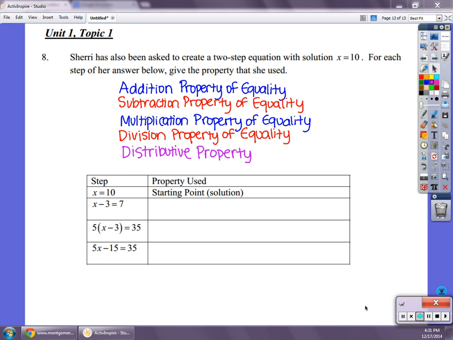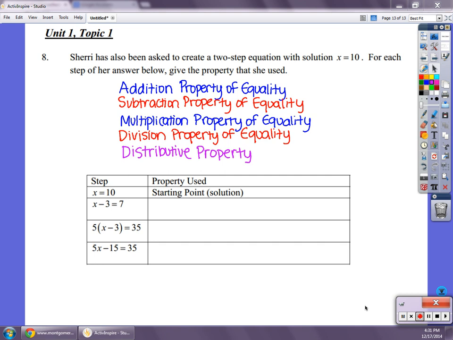So what we're going to do here is work with Sherry as she builds her own equation. And just like we solve an equation using the properties of equality, we can also build equations using those exact same properties of equality. We just go backwards. In fact, that's how your teachers make equations for you to practice and solve. Okay? Let's look at what Sherry did here.